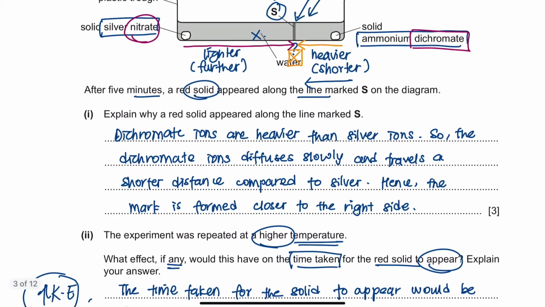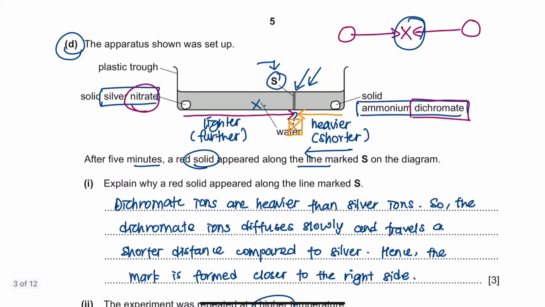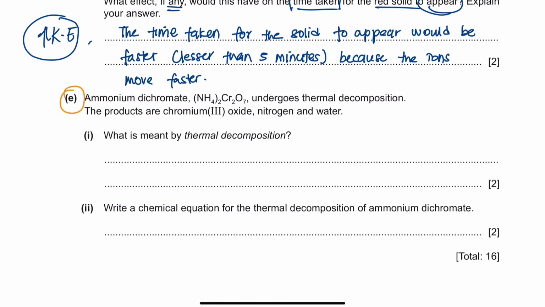However, please take note that the position of this X will not change. It's just that the mark that is formed would appear faster. Now question E is discussing thermal decomposition. It will be something to be discussed in your later chapters.